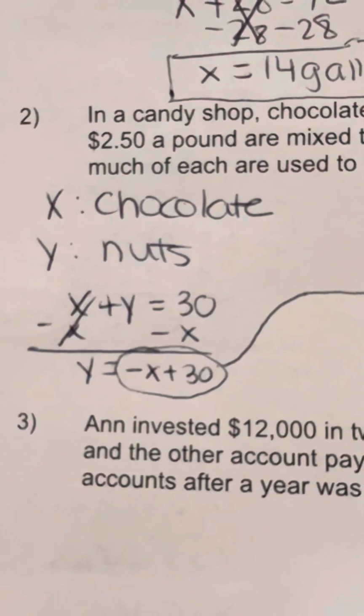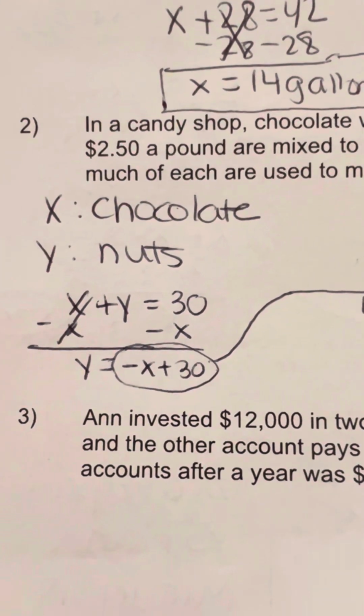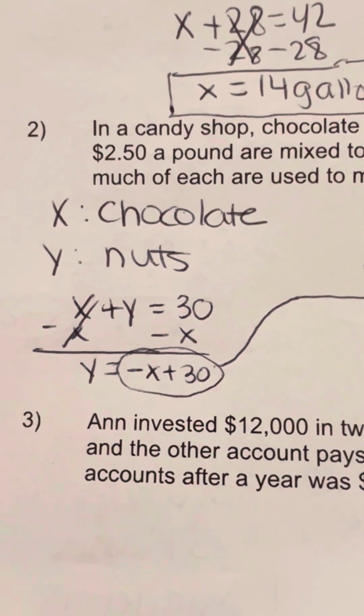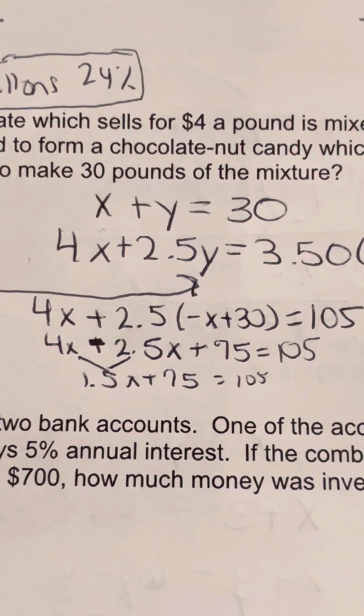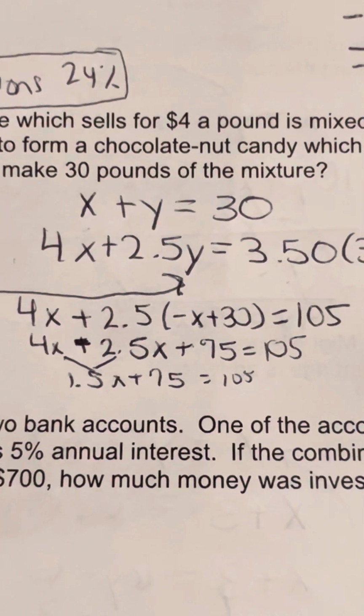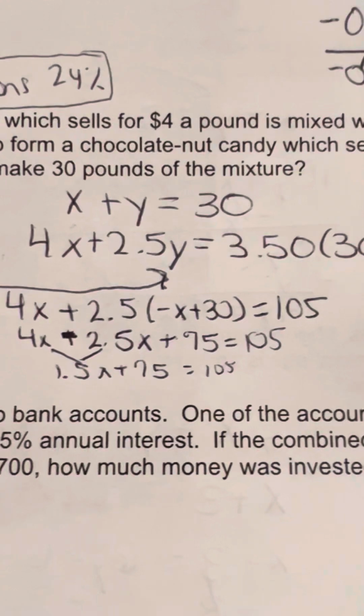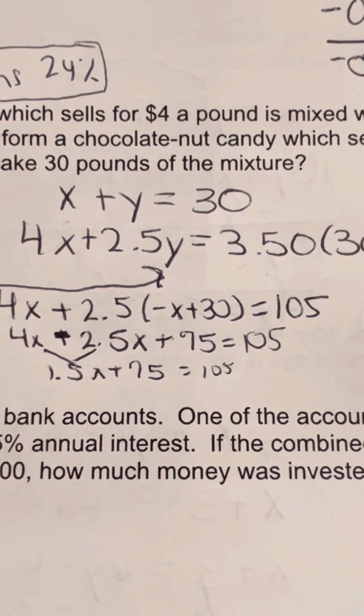So we're going to start off, I labeled the X value as the chocolates, I labeled the Y as the nuts, and then I wrote the equation X plus Y equals 30 because we're trying to get a 30-pound mixture. So we have those two different combinations. When we add them together, we're going to end up with 30 pounds.